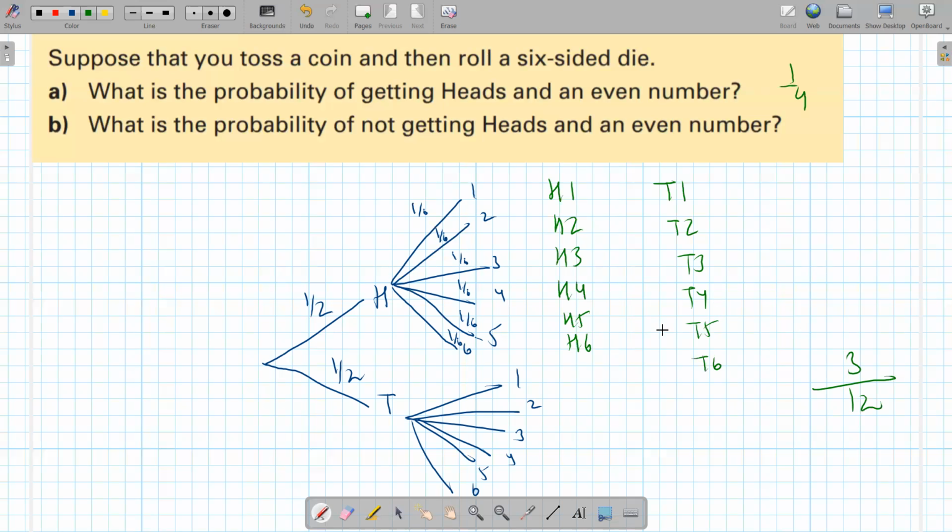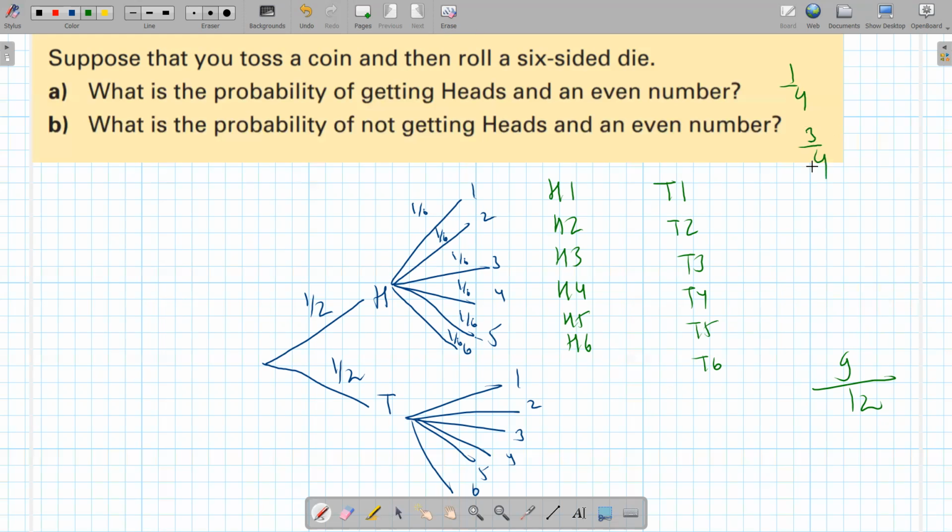What is the probability of not getting heads and an even number? So now again, the total outcomes are 12, yeah? So not getting heads and an even number, 9. Yeah, exactly. 9 out of 12. What does that reduce to? 3/4. Yeah.